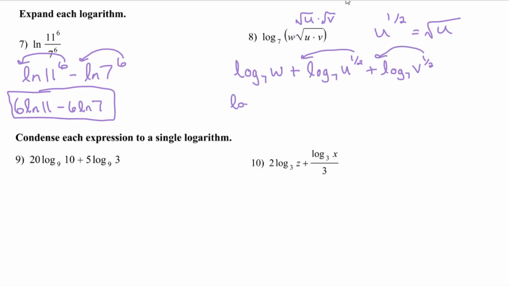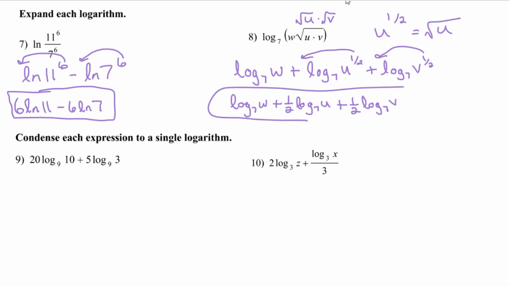So I've got log base 7 of w plus 1/2 log base 7 of u plus 1/2 log base 7 of v. And that's my answer. And if you are able to do that all in one step, I would say go for it. Just don't forget about doing that last step of moving the exponent.